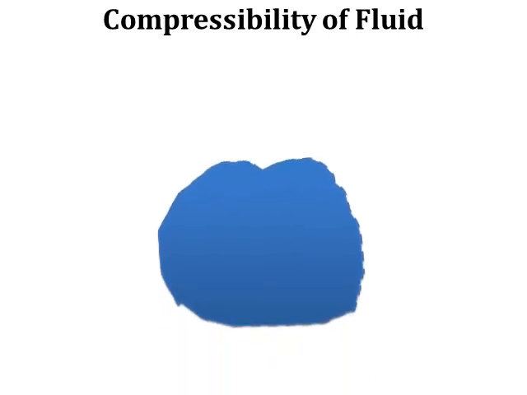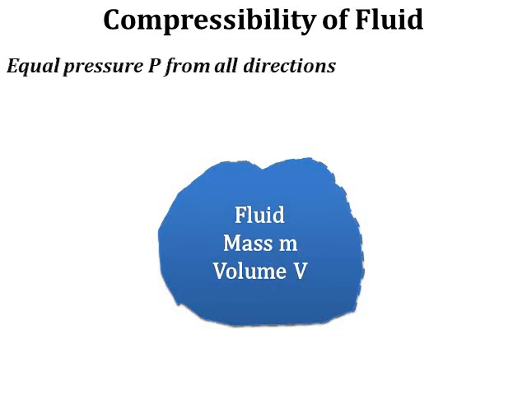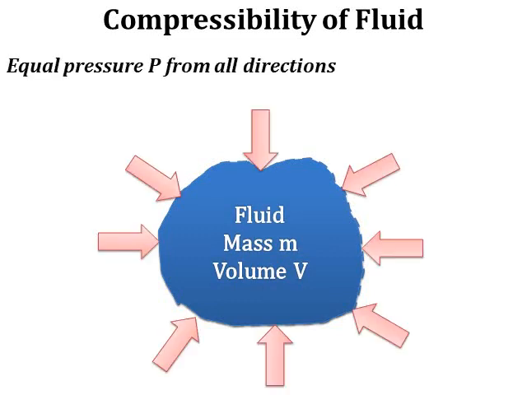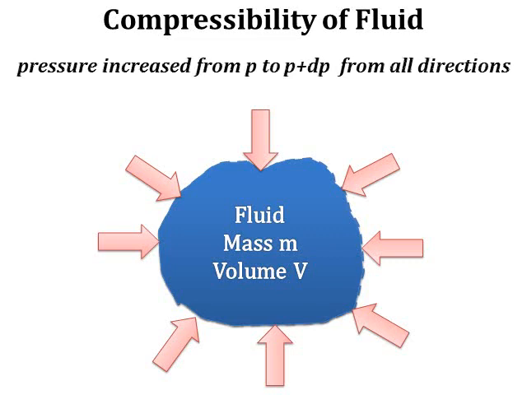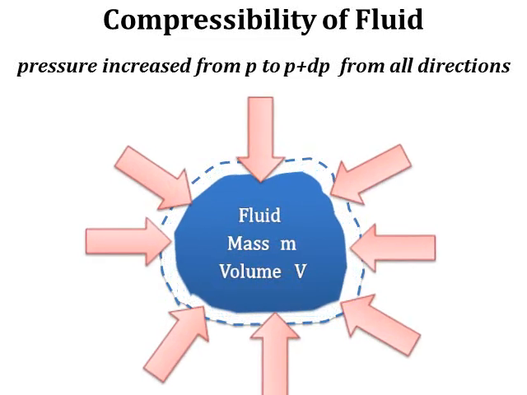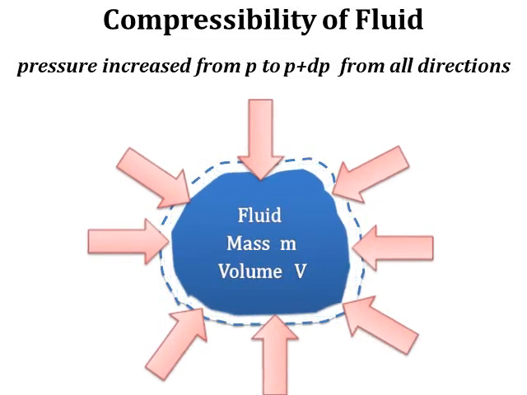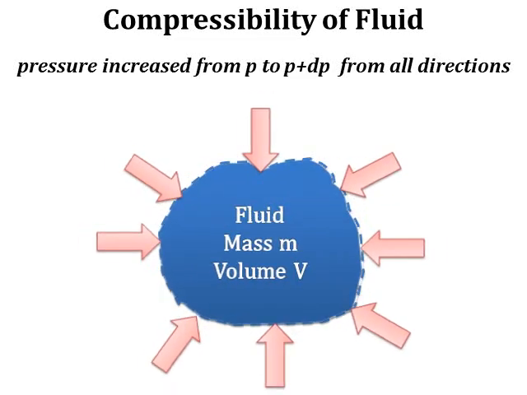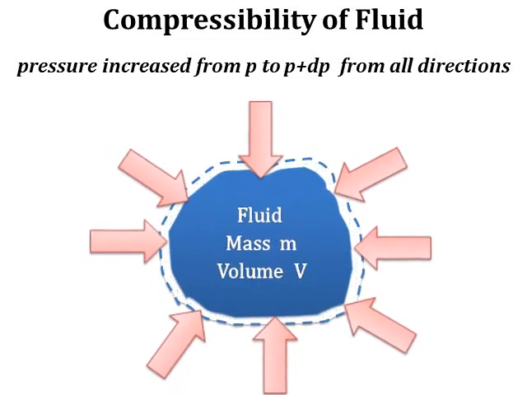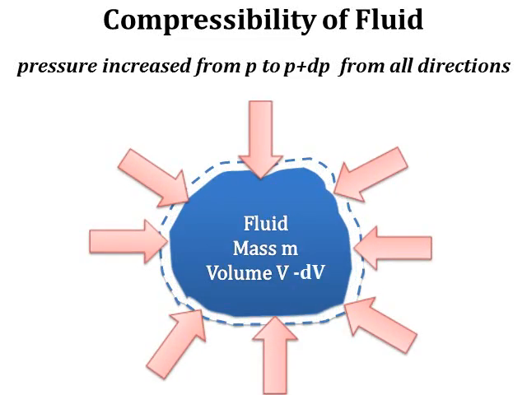Consider a fluid of mass m and of volume V initially subjected to an equal pressure from all directions. When we increase this pressure by an incremental value, say P plus dP, it results in compression of the fluid. Because of this, the volume of the fluid is reduced, but the mass will remain the same. Hence, after the increase in pressure, the mass is equal to m, unchanged, and the volume is reduced to V minus dV.